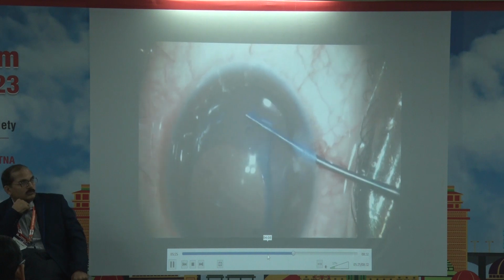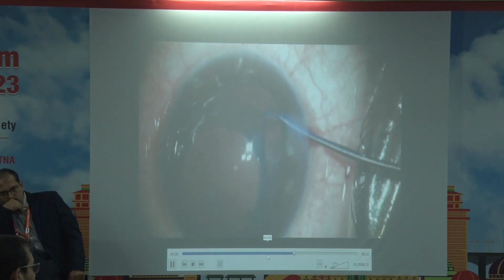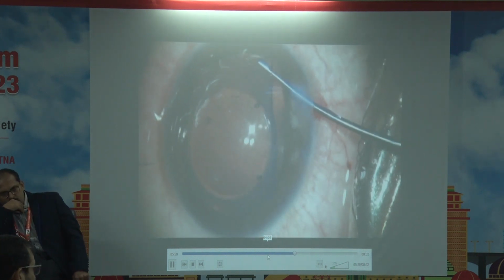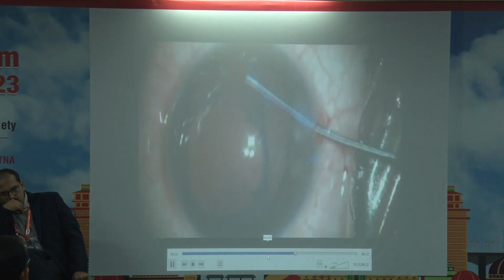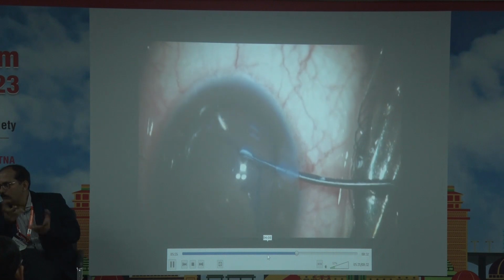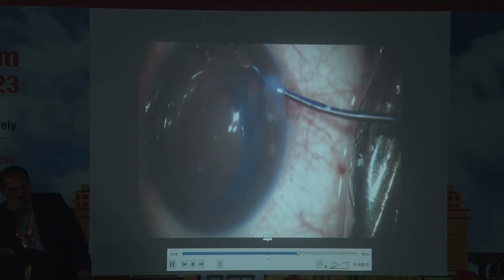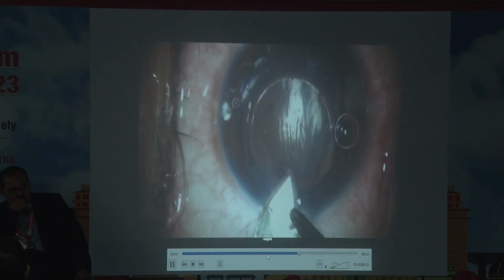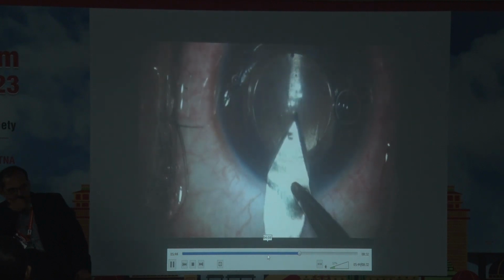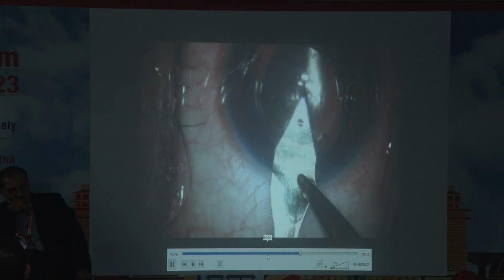Okay, fine. So because of this inflammation, this was going to be a difficult surgery. Just taking out the phakic IOL from the sulcus was also so difficult. And like I said, it was a challenge because we did not want to harm the crystalline lens.